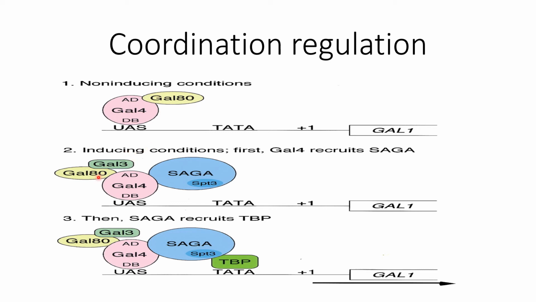Similarly, Gal3 and Gal80 contain the transcriptional activation domain by which they can interact with each other, and also Gal80 contains the transcription activation domain by which it can interact with Gal4. So these different domains can bind not only to the DNA but also with each other.